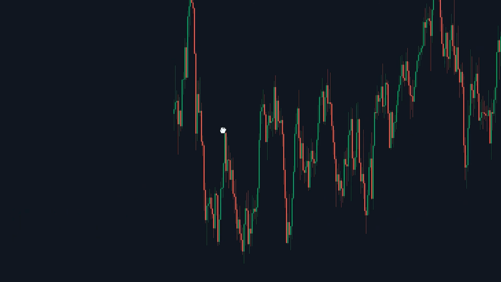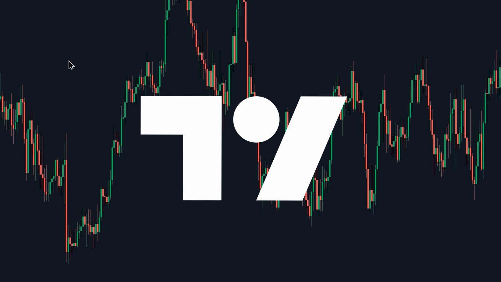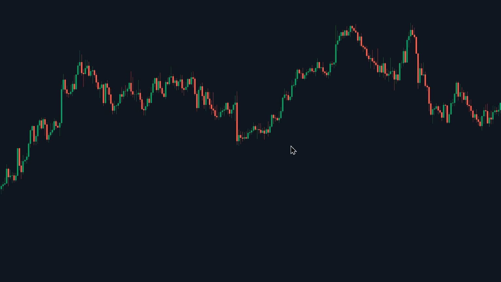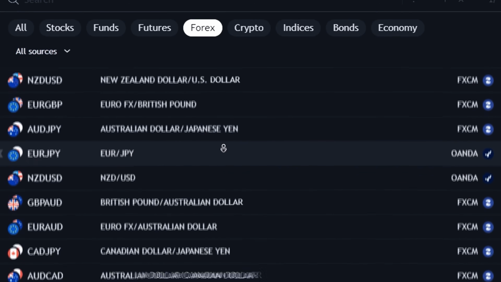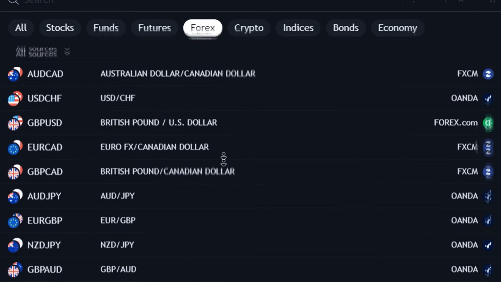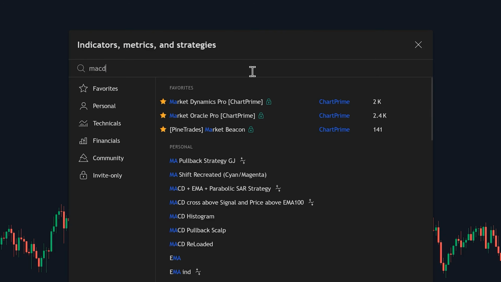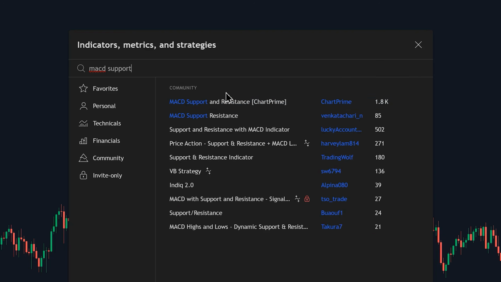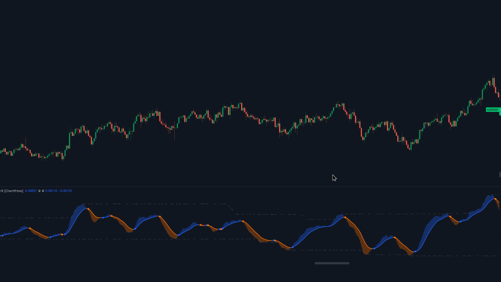Now, to get started with this indicator, you first of all want to go to TradingView, the trading platform that I'm going to be using. If you need to sign up, there's a link in the video description for you to do that. Next, you want to load up your favorite chart, any time frame, any security, and click on Indicator, then type in MACD Support and Resistance. It's going to be this one by ChartPrime. Go ahead and click that to add it to your chart.